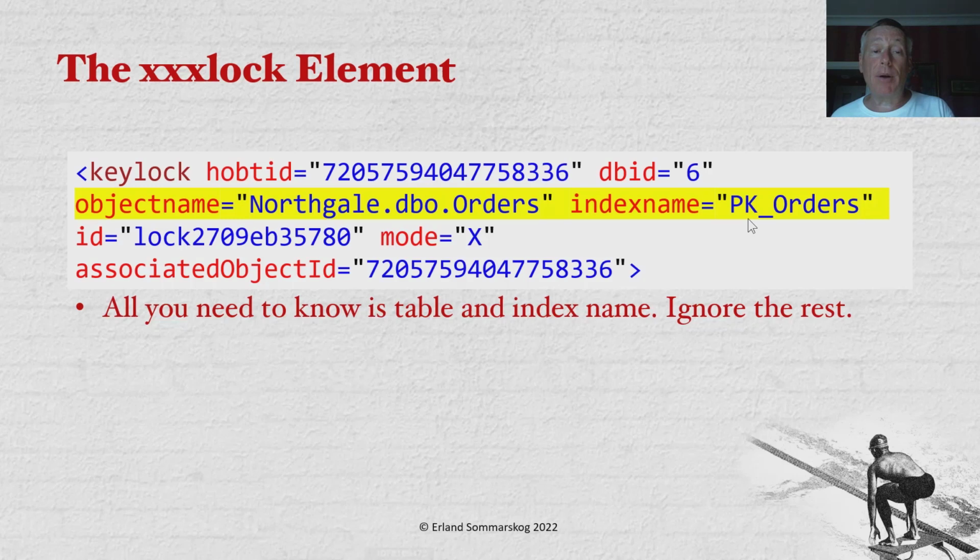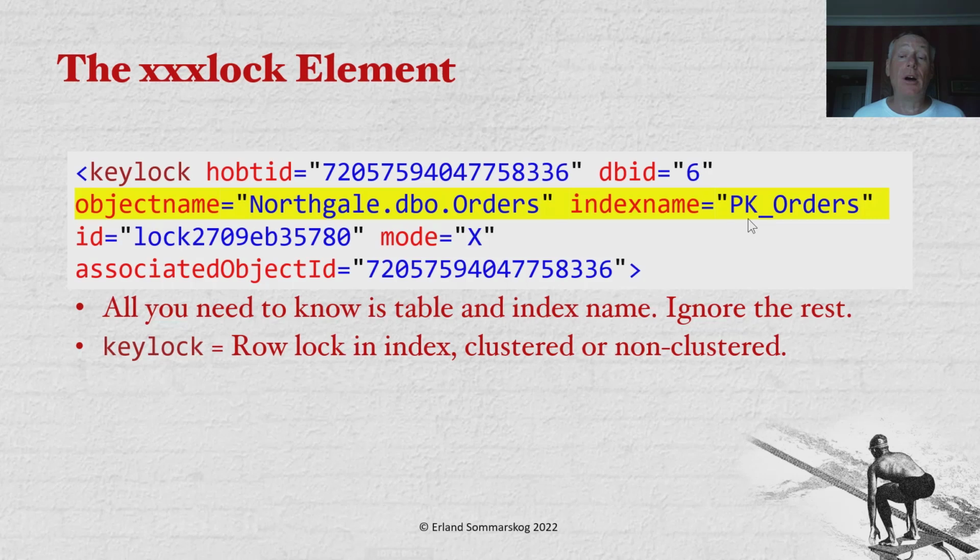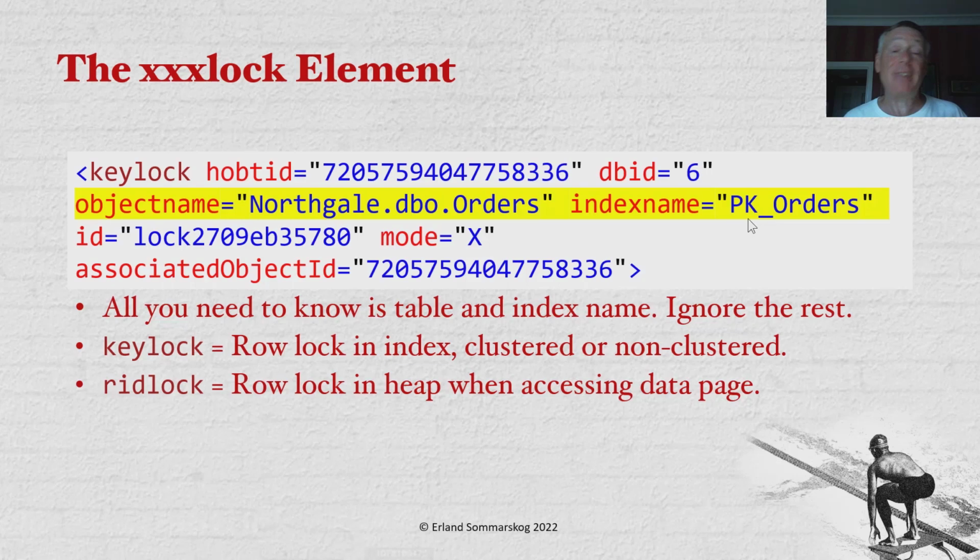Then there are a couple of ones. So as I said, there's keylock, which is the most common one. That is a row lock in an index. That could be a clustered index or a non-clustered index. It will always read keylock, never exactly rowlock. You may also see ridlock. That is also a row lock, but that occurs if you have a heap, that is a table without a clustered index, when you go and access the data page.